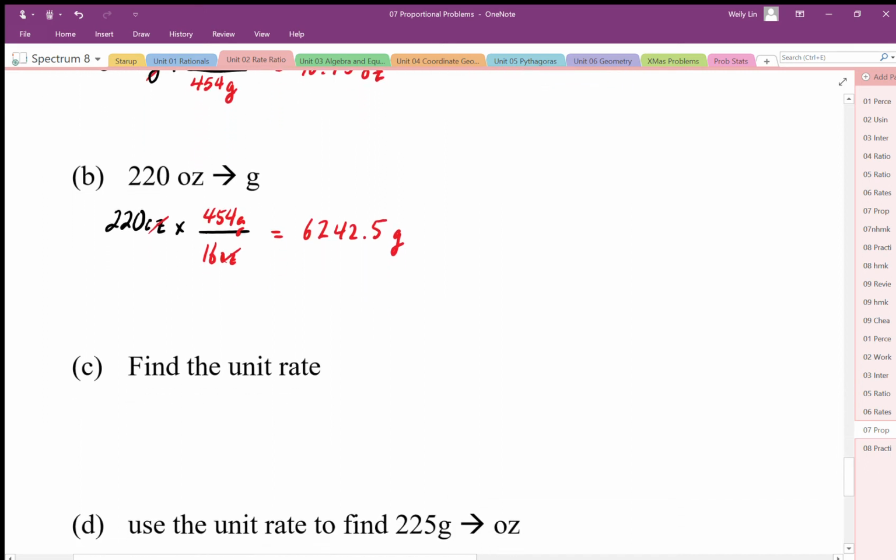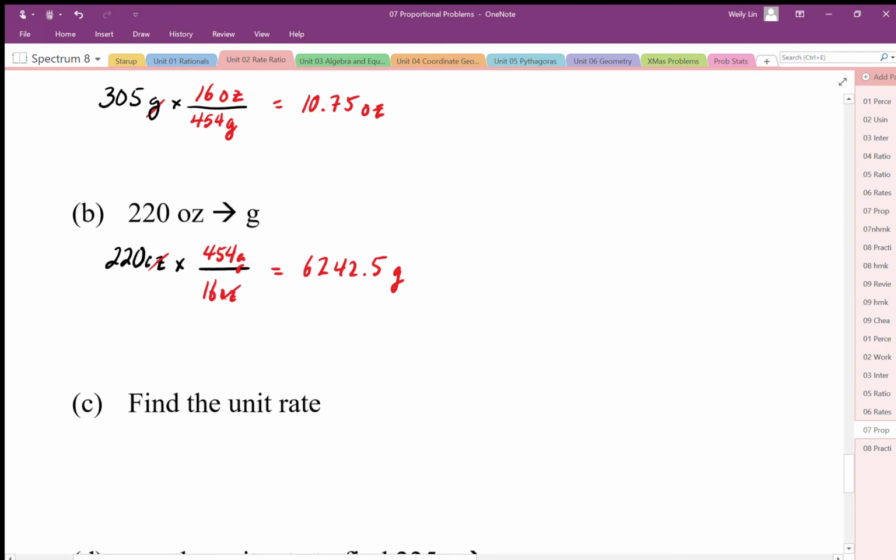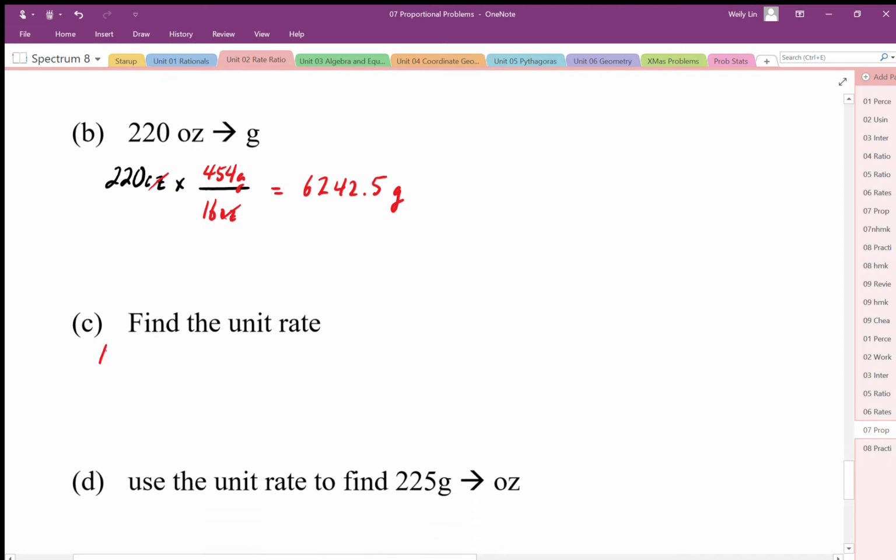The unit rate, and I could have done a unit rate here, but I don't need a unit rate to do these problems. I can just use that ratio as long as I keep times on top, divide on bottom. So I can write 16 ounces for 454 grams. And that gives me a unit rate of 0.035. This is ounces per gram.